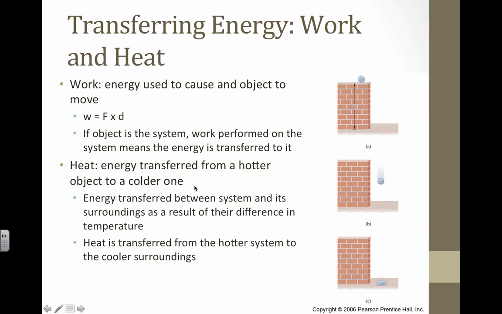Heat is basically energy transferred. It always goes from hot objects to colder objects. Energy is transferred between the system and surroundings as a result of their difference in temperature, and heat is transferred from the hotter system to the cooler surroundings. So there's no such thing as an increase in cold or feeling cold. There's either heat or an absence of heat, and if there is heat present, it will look to cooler areas to move towards, the same way aromas diffuse, same general concept.